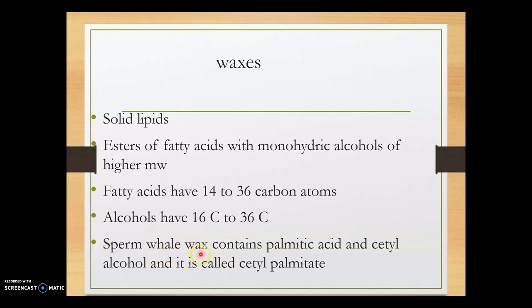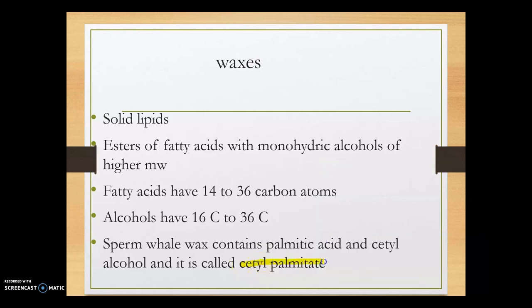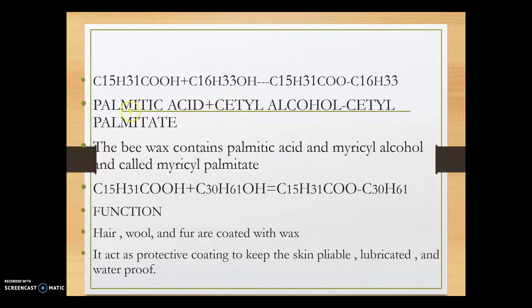And what are the examples? Sperm whale wax contains palmitic acid and cetyl alcohol, and it is called cetyl palmitate. The sperm whale wax is called what? Cetyl palmitate. So this is the formation of what? Cetyl palmitate.